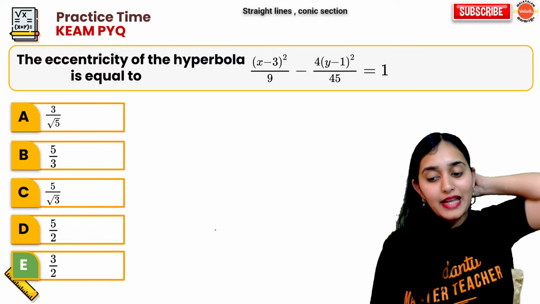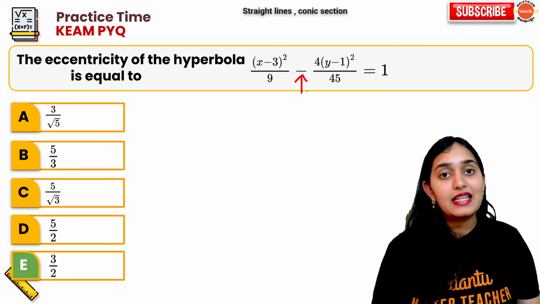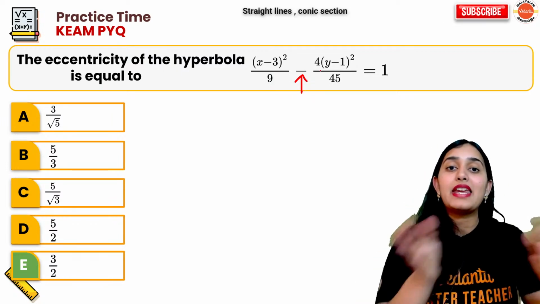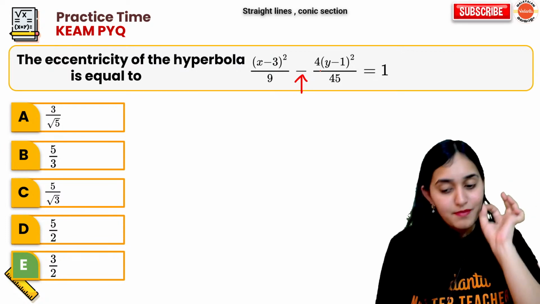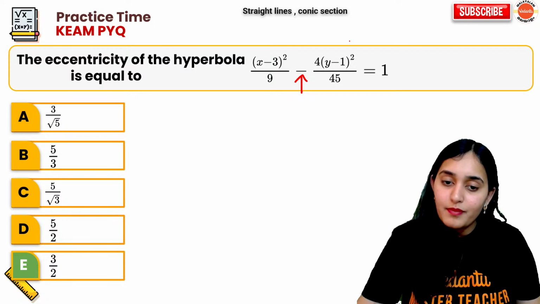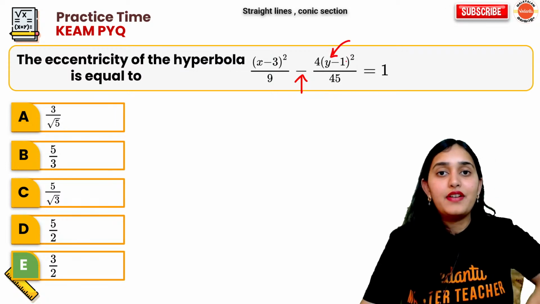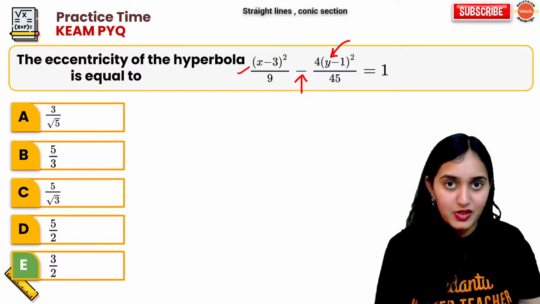So Albin, what will happen if you write y first? Sign will change. In hyperbola, you cannot change x and y because the sign is different and sign is important. So if it is a horizontal hyperbola, y will be negative. If it is a vertical hyperbola, x will be negative. That's why you cannot change the position.